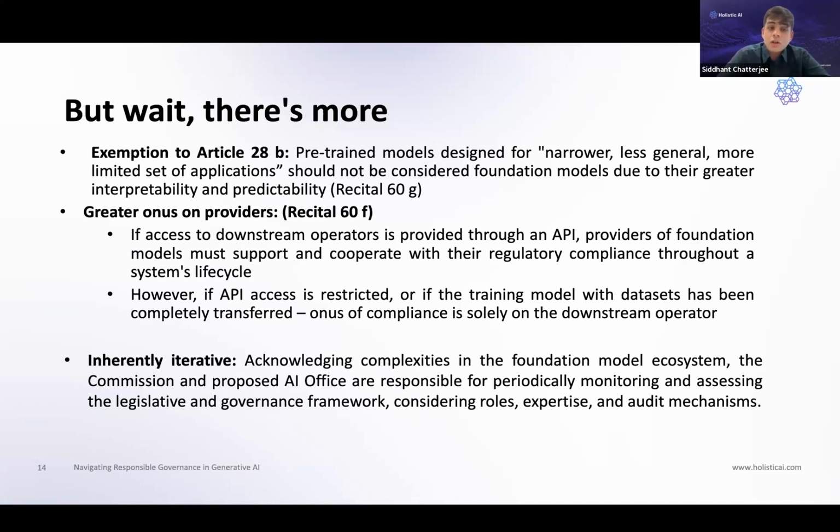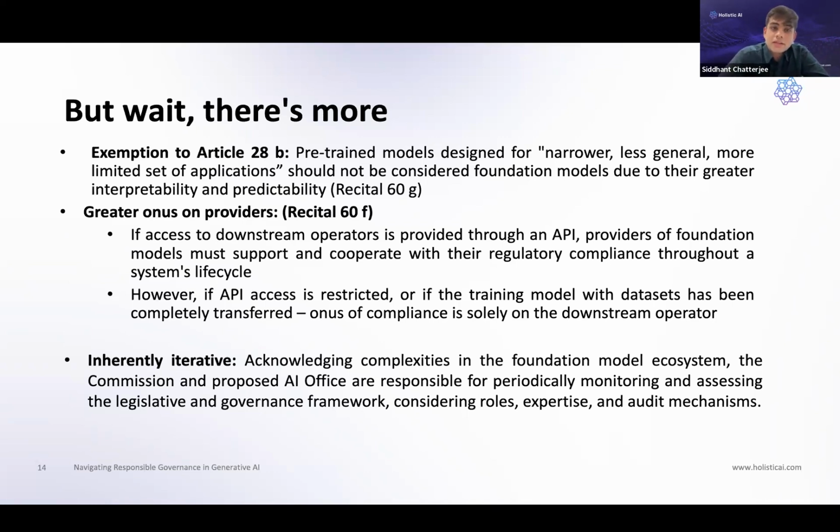The regulation also places greater impetus on providers of Gen AI systems than on operators who are downstream under Recital 60F, where providers must support downstream operators with compliance if access to a model is provided through an application programming interface, or API. However, if API access is restricted, or if the model with its training data sets has been completely transferred to the downstream operator, the onus of compliance is totally on the latter.